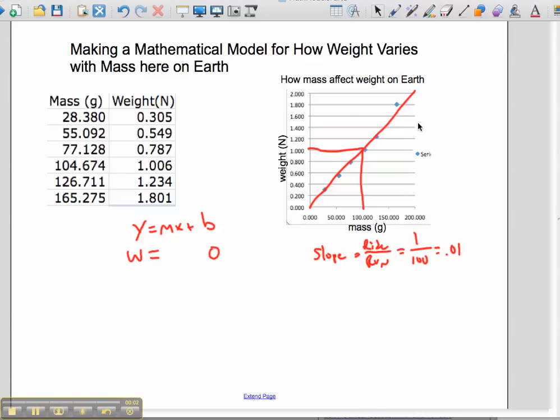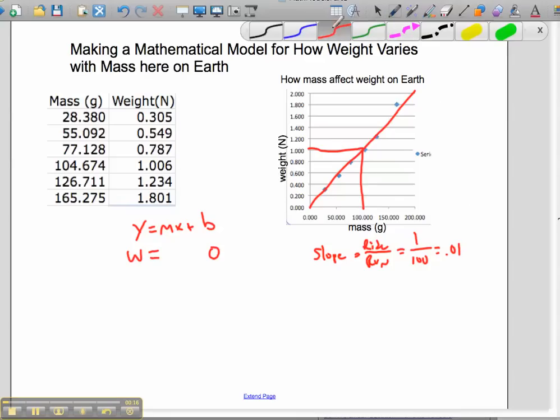Alright, in the previous part of the video we had drawn our best fit line and figured out the slope of that line by picking a point on the line, not necessarily a data point, but a point on the line. And we determined the slope was 0.01.